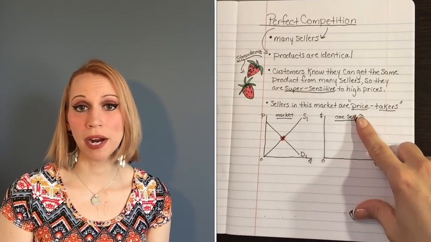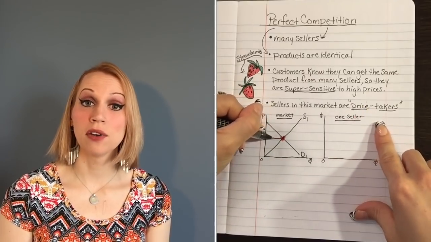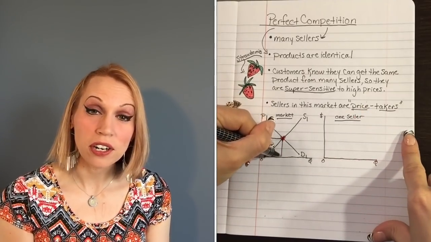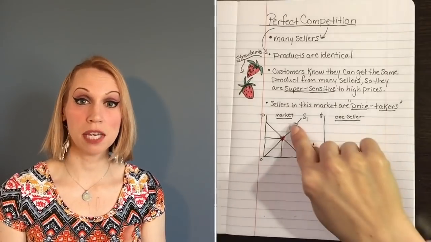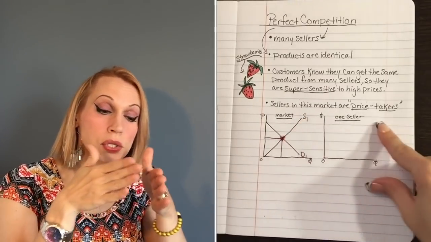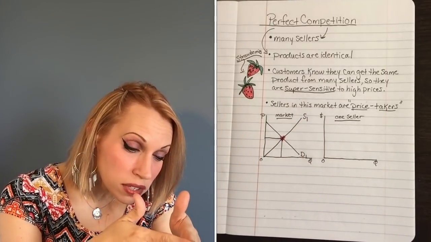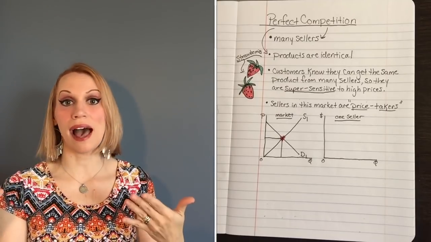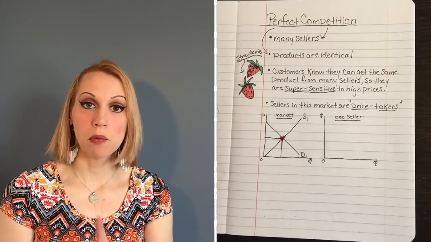Now, the graph on the right-hand side is the graph of one single seller in that market. So you can think about it like we're sort of zooming in on one of those individual sellers out of that entire market. Now, what are they going to do?